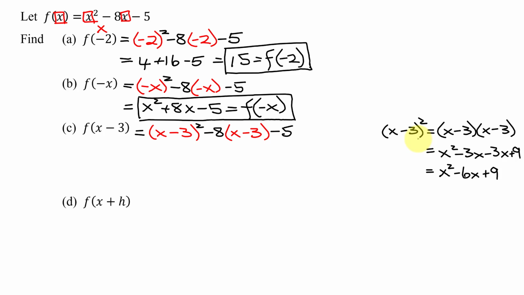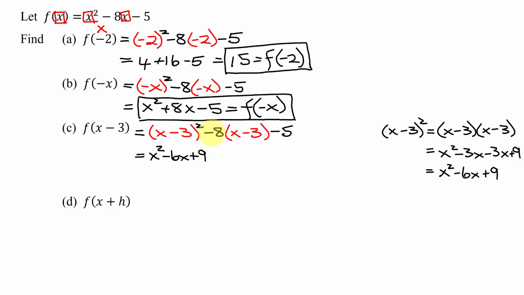Now that's the longer method for squaring a binomial. The shorter method is you take the first term and square it. Well, x squared is x squared. Then you take twice the product. 2 times x times negative 3. Well, 2 times x is 2x. 2x times negative 3 is negative 6x. And then the last term is negative 3 all squared is positive 9. It doesn't matter which method you use, the one you feel most comfortable with. So now I'm going to get x squared minus 6x plus 9.